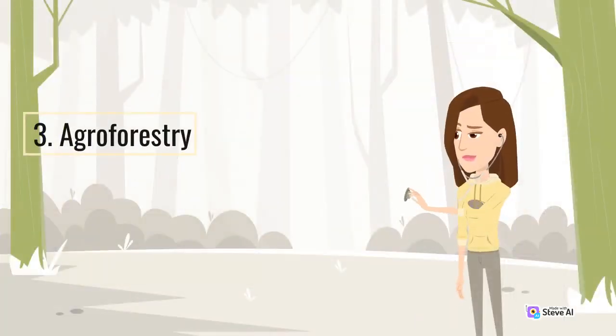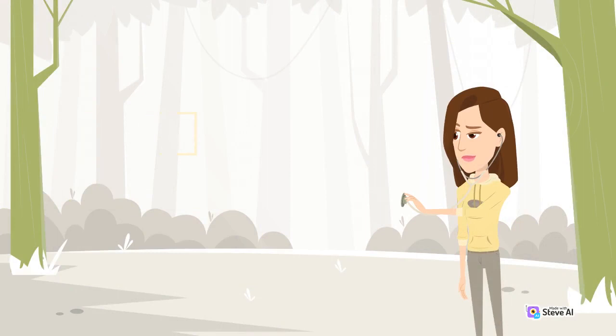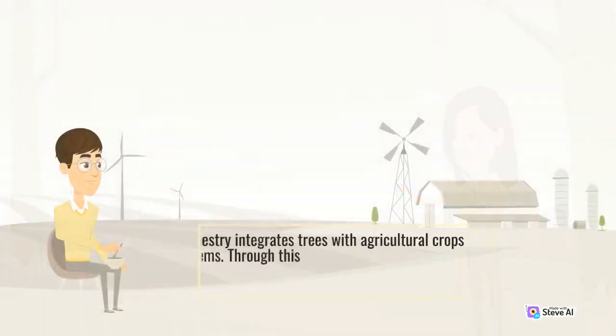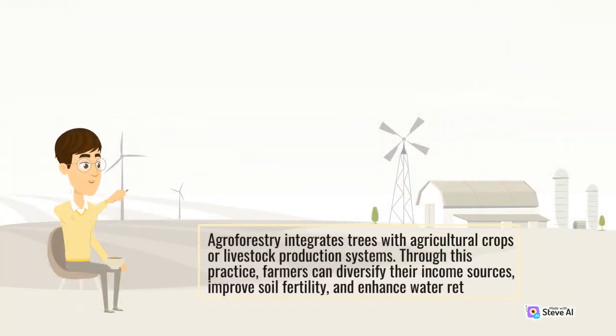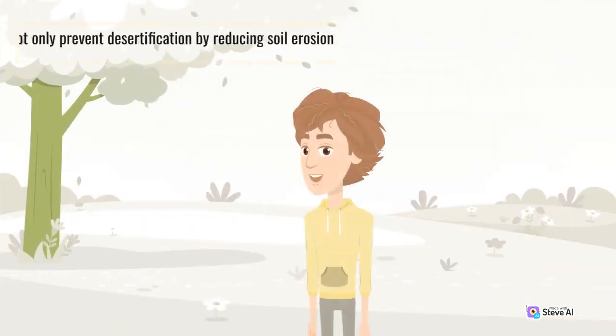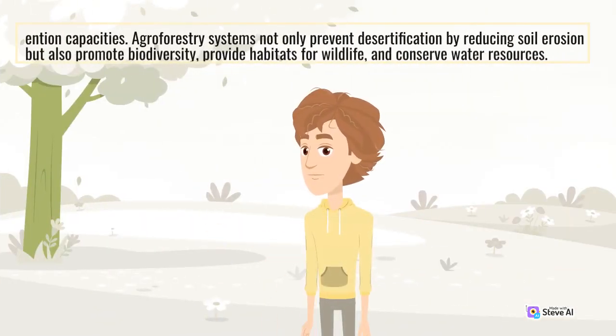3. Agroforestry. Agroforestry integrates trees with agricultural crops or livestock production systems. Through this practice, farmers can diversify their income sources, improve soil fertility, and enhance water retention capacities. Agroforestry systems not only prevent desertification by reducing soil erosion but also promote biodiversity, provide habitats for wildlife, and conserve water resources.